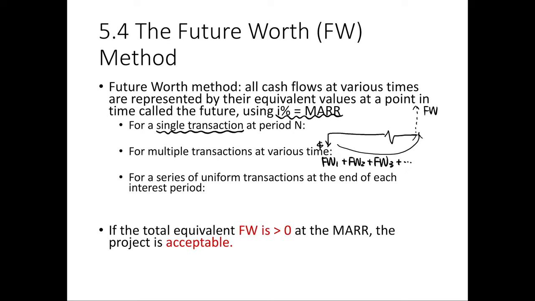Also, you may have annuities going on. You want to convert the annuities to the end of the timeline and have a FW. Once you have the FW, including all of the cash flows, you compare that with 0 to see if it's bigger than or equal to 0. If yes, then that project is acceptable. If no, you reject it.